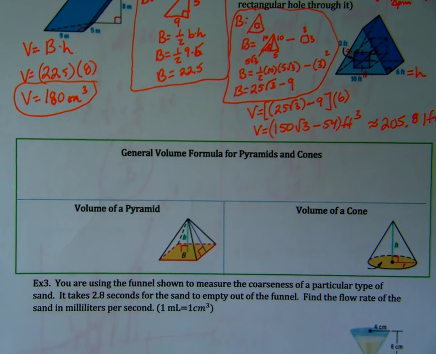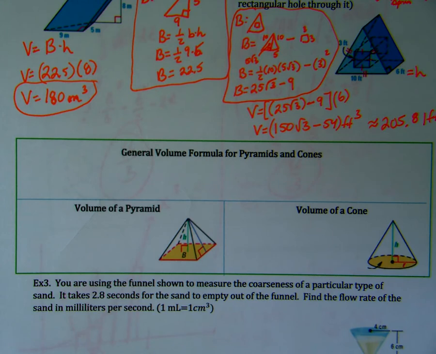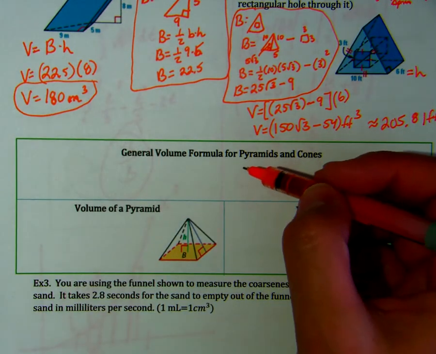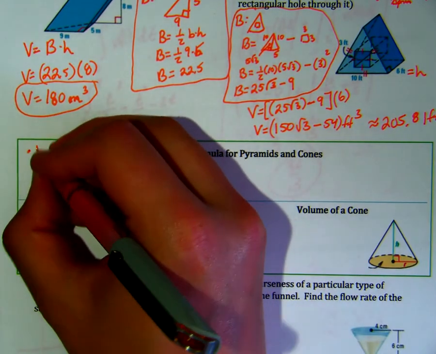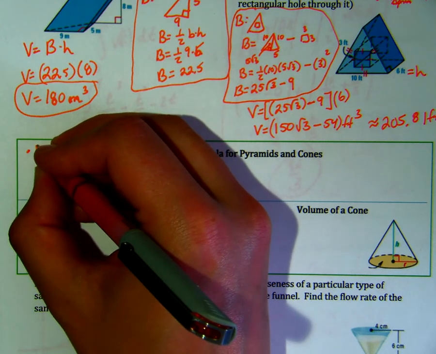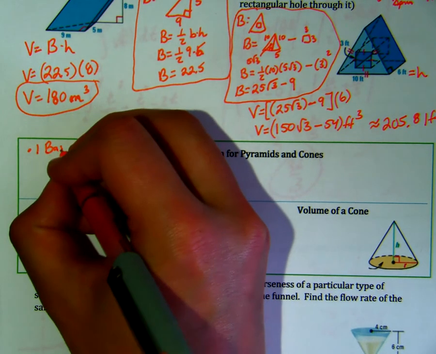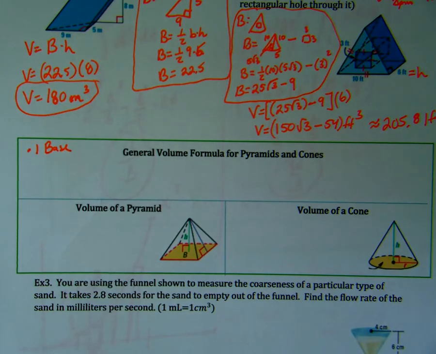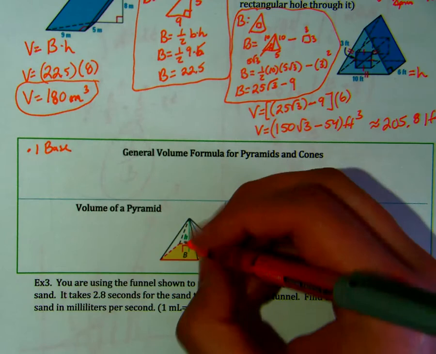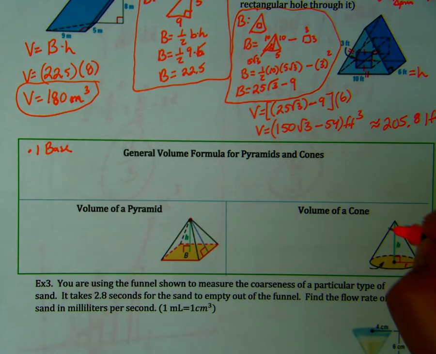Now, pyramids and cones have a very analogous situation to prisms and cylinders. So what makes something a pyramid or a cone? The main difference is that these have just one base. Prisms and cylinders have the two congruent bases with all the lateral faces. These all have one base and all of the sides are connected up to a point.